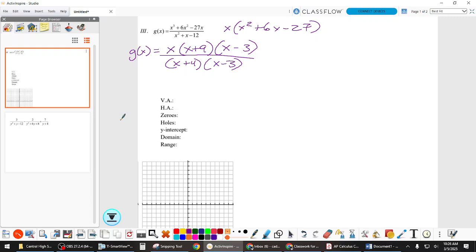Okay, after you've done this, this is factored form. It's useful in the process. I want you to write it in simplified form as well. It doesn't say this specifically, but I'll be looking for it on your paper for full credit. So what is the simplified version of the function? Well, the x minus 3's cancel, so it becomes x times x plus 9 over x plus 4. That's the simplified or the working function, okay?